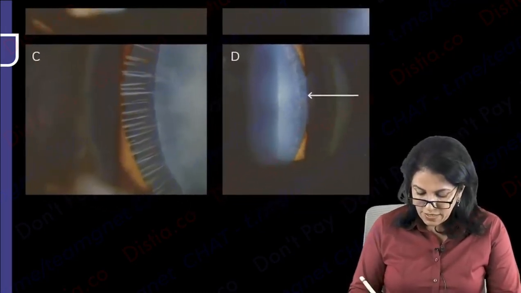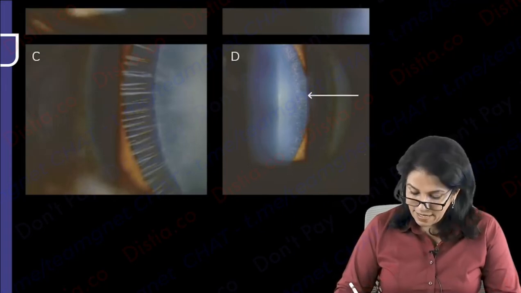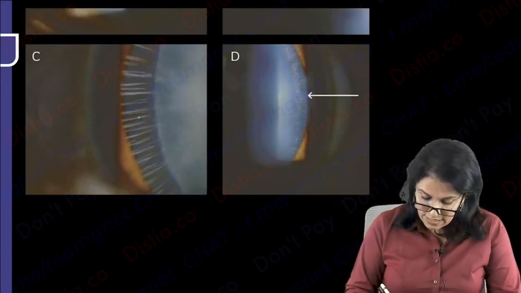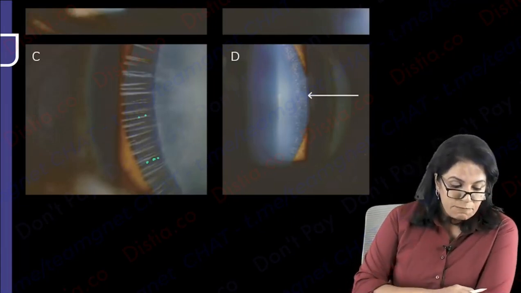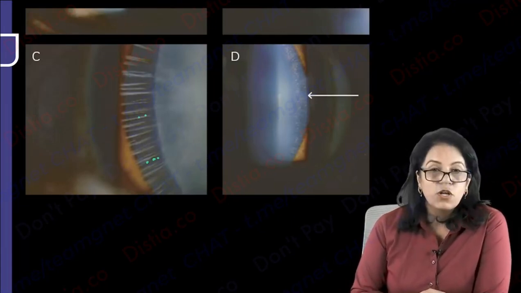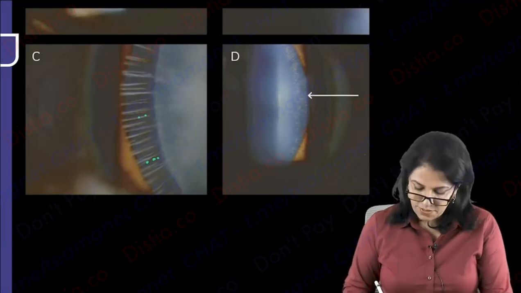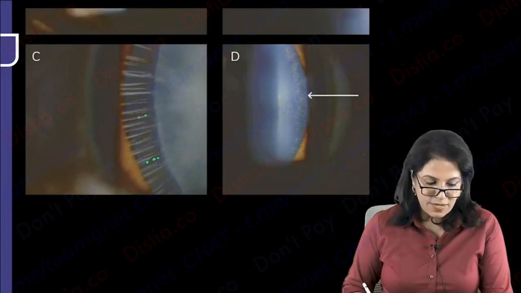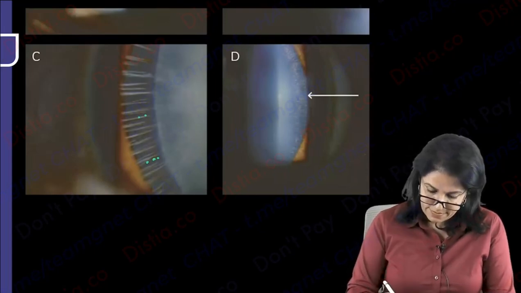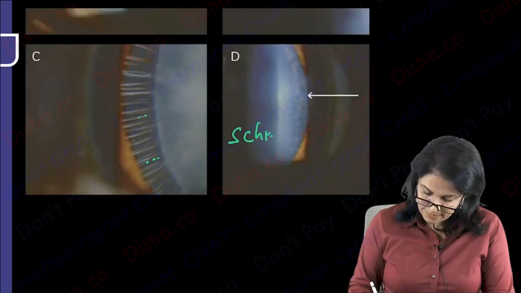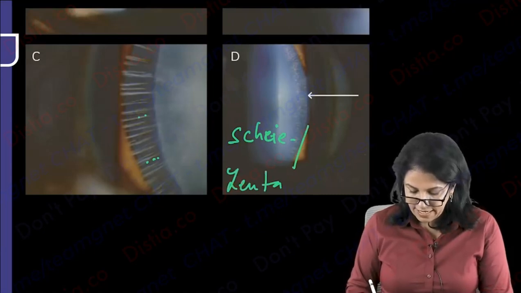Next was this. So at the equatorial area, here in the lens, near where the suspensory ligaments are attached, right? So we see any pigment dispersion at this equatorial area, near the zonular insertion. This is called Scheie's stripe. There are two names. We can learn both. Either you can call it Scheie's stripe, let me write it, or more commonly we can call it Zentmayer's line.